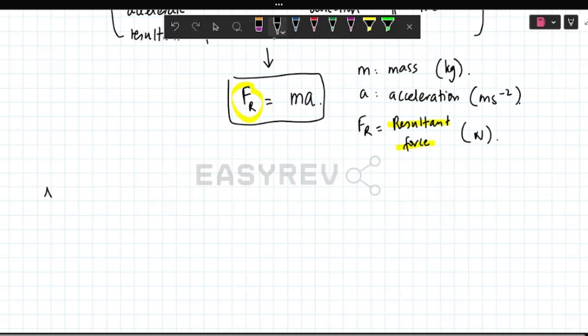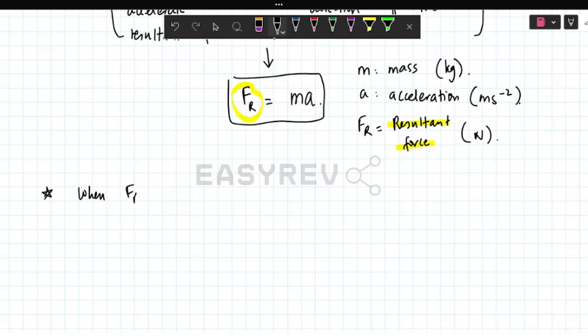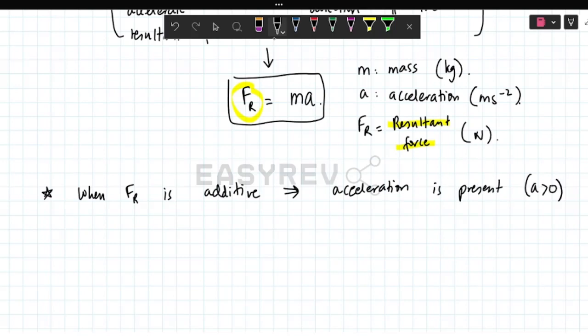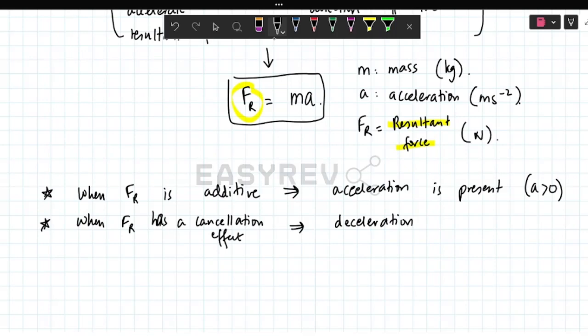So that is something that is worth summarizing over here, that when the resultant force is additive, there will be acceleration that's present such that it's positive, translating as the effect that the object will be speeding up. And on the other hand, when the resultant force has a cancellation effect, let me phrase it that way, that means acceleration is not positive but rather negative. That would mean that you have deceleration involved this time. So deceleration is present this time, meaning acceleration is going to be negative.